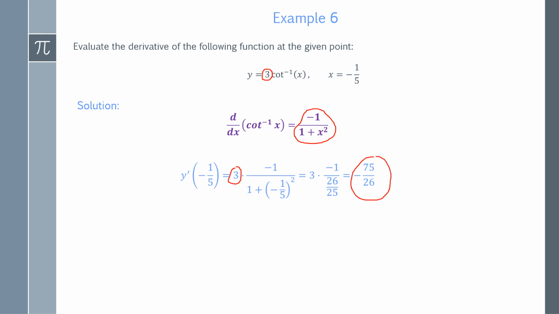All right, so let me remind you what this number represents. This is the slope of the tangent line to the curve of our function, 3 cotangent inverse of x, at x equal to -1/5. So of course you can always check that visually. If you plug that into a graphing calculator or Desmos, you should be able to see that at that particular point, our function should be decreasing, right? And the line that's tangent to that point should have a negative slope. All right, so this is our last example for today's lecture.